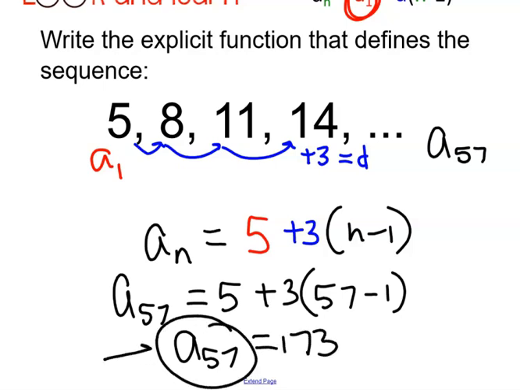Remember, this is like a narrator. It just tells you what you're computing on the other side. It's not part of the math.